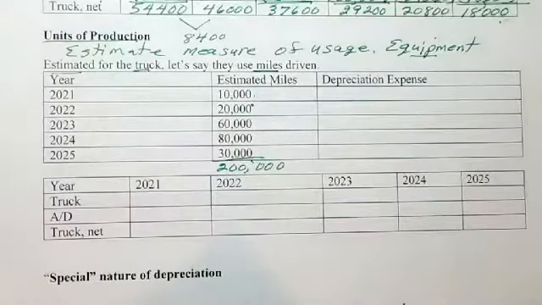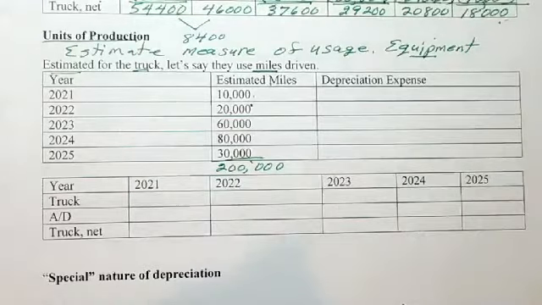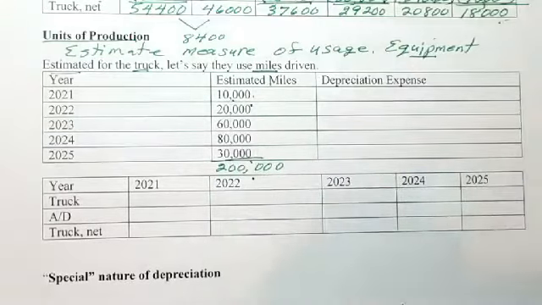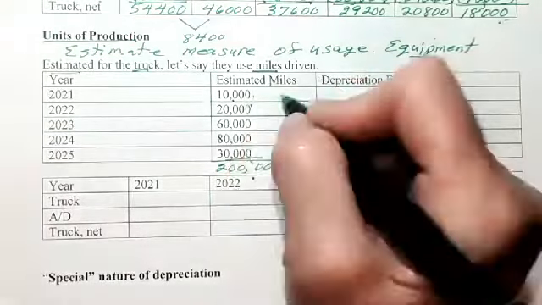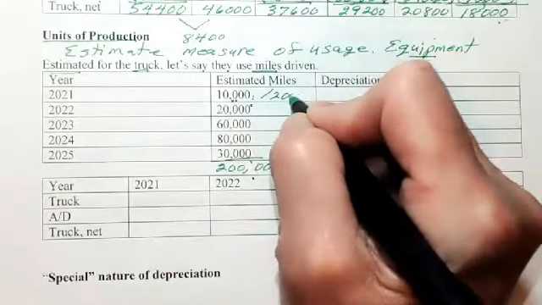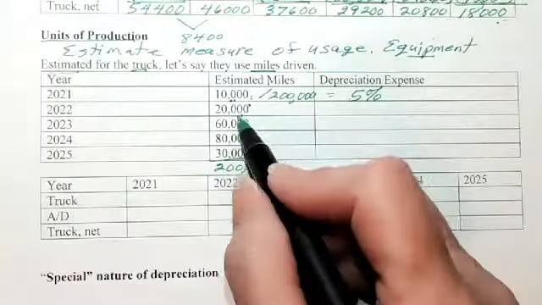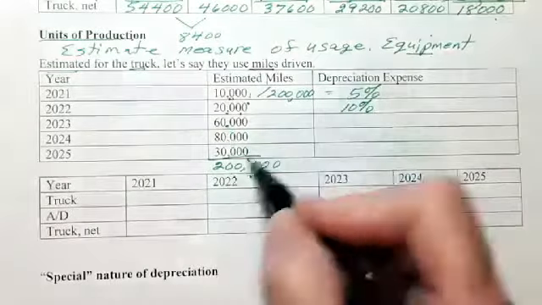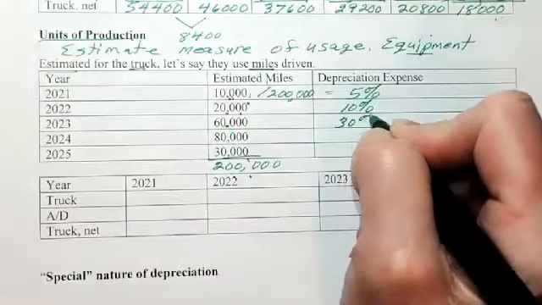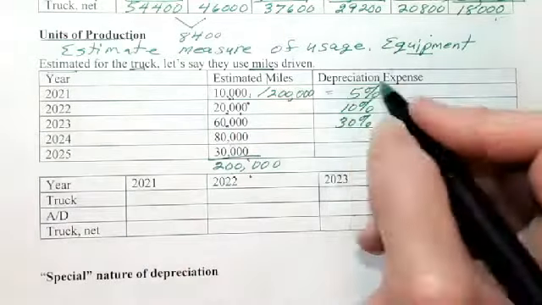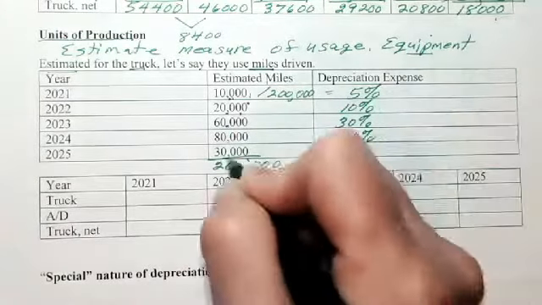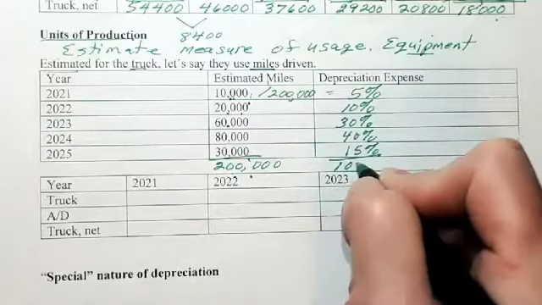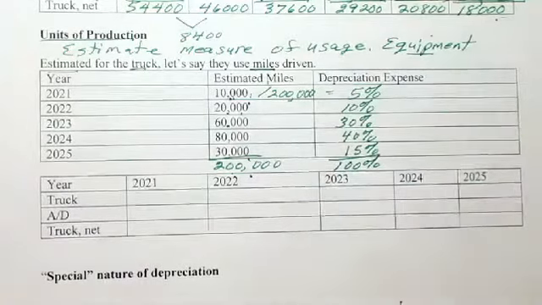Then to figure depreciation, we're going to do that prorating again. Remember the prorating, you take each one, divide it by the total, multiply it by whatever it is you're trying to divvy up. 10 over 200,000. 20 over 200, that's 10%. 60 over 200, you're just dividing by 2. 30%. 80 is 40%. 30 is 15%. And if you do these percentages, make sure when you're done, you come down to 100%.